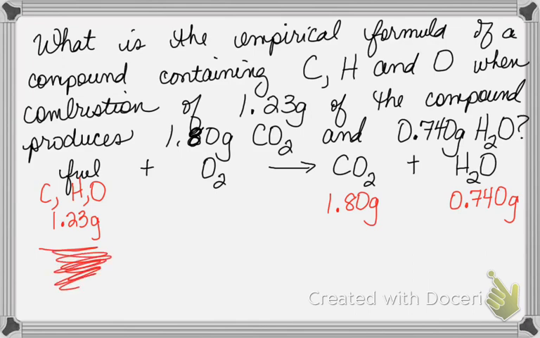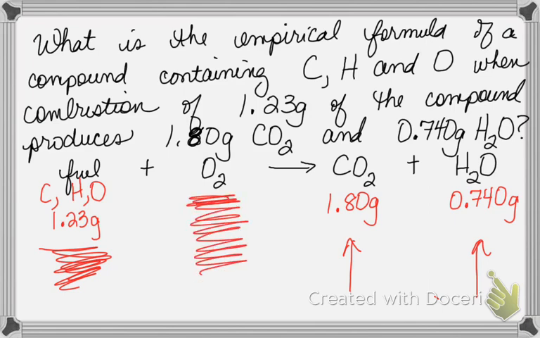Now, you cannot get the O. See, this fuel has C, H, and O. You can't get the O from either of these numbers. Why not? Because the whole time this has been burning, what have we been pumping into it? We've been adding oxygen to it. So you can't get the amount of oxygen out of the CO2 or the water because all the oxygen doesn't come from the fuel. Some of the oxygen is coming from what we've added to it.